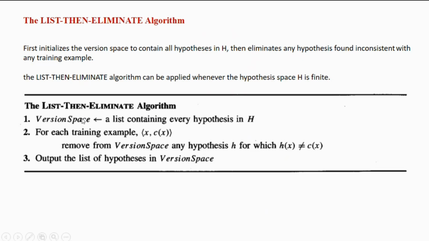In the version space, there is a list of hypotheses. For each training example, you have to check every hypothesis to see whether it is consistent or not. If it is consistent, it results in the target concept, isn't it? So the consistent hypothesis will have h(x) equal to c(x). Suppose it is not equal to c(x), then that hypothesis is an inconsistent one, so we have to eliminate that hypothesis. That is the List-Then-Eliminate algorithm.